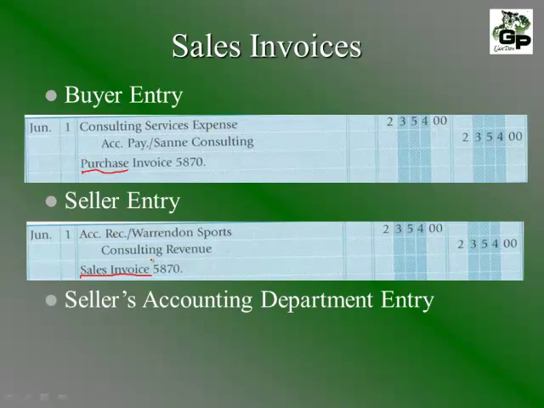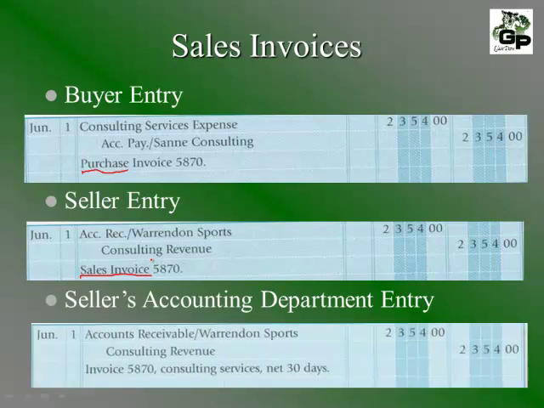The seller's accounting department's entry is accounts receivable for Warren and Sports and consulting revenue. This is where they note that there's an invoice that was sent out, and the details on that is it must be paid in full within 30 days.